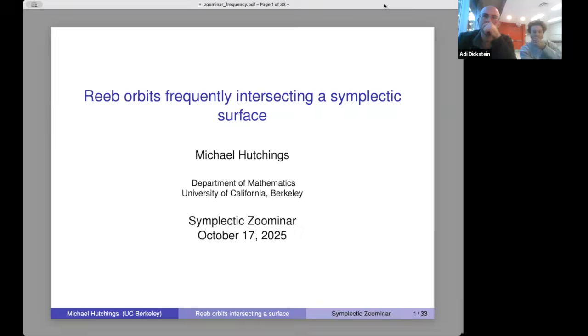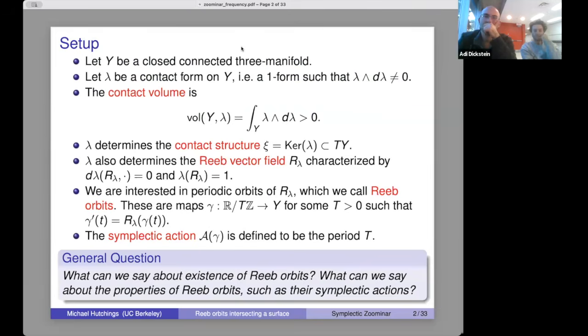So this setup is just some basic definitions. Probably everybody knows, but Y is a closed connected three-manifold. Lambda is a contact form on Y. We define the contact volume to be the integral of lambda wedge d lambda, with respect to the orientation determined by lambda wedge d lambda. So that's some positive number.